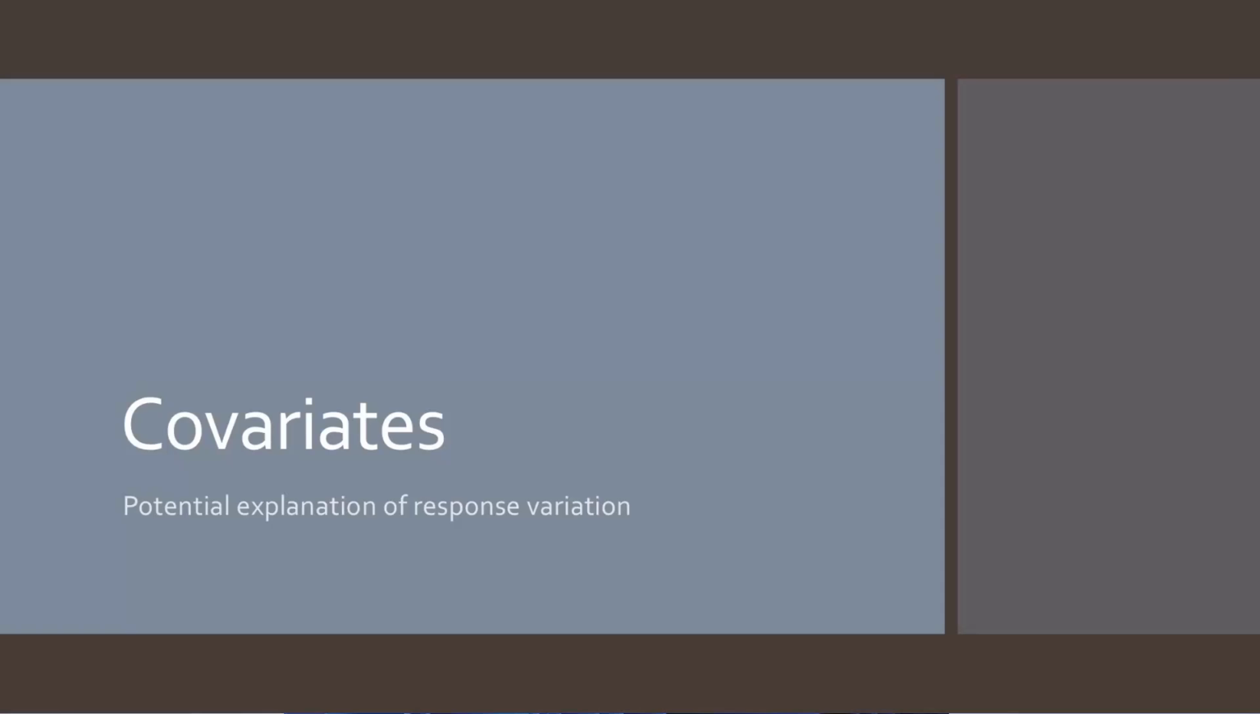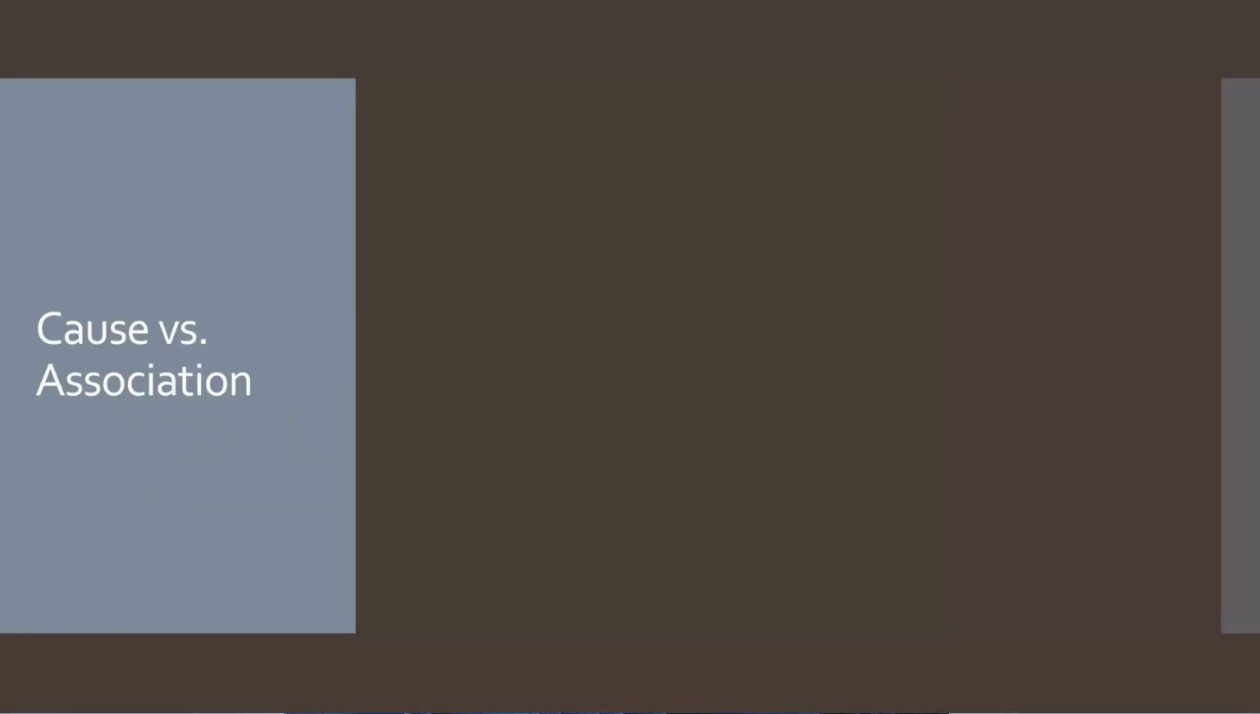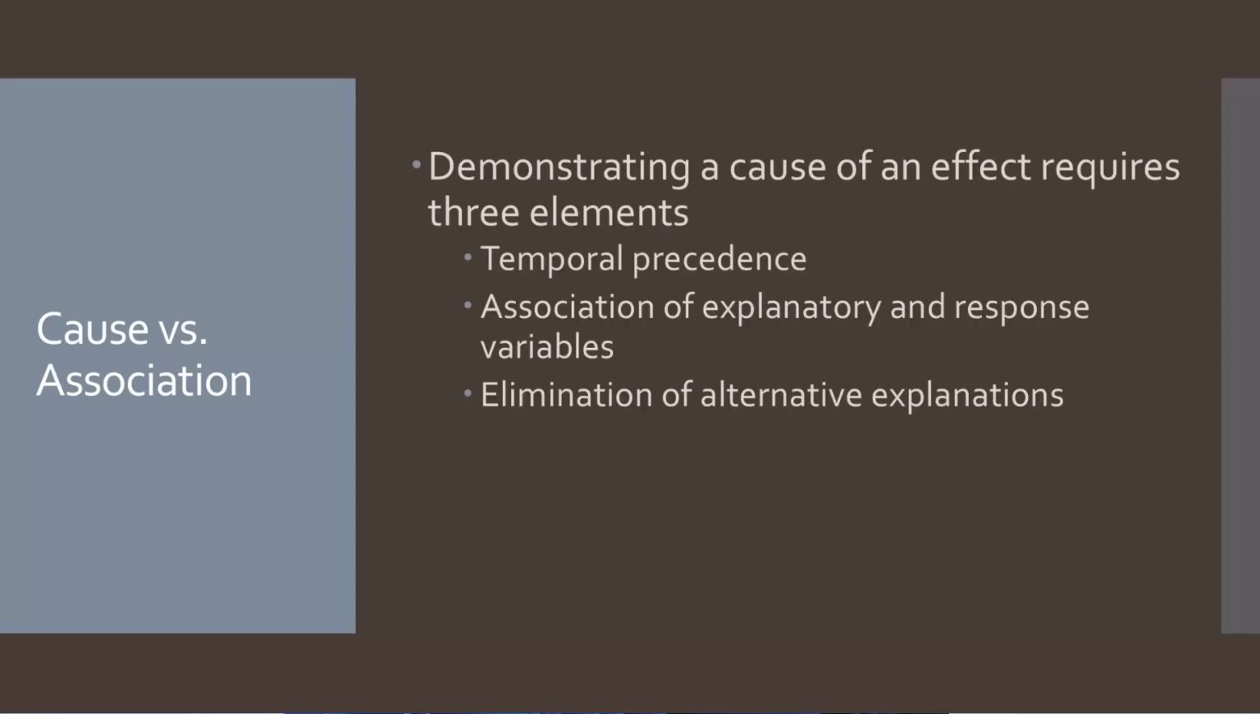When we are talking about science, we are talking about cause. And we want to know if one variable, when it changes, is causing a change in another variable. But we know that variables could be associated without one variable causing a change in another. The fact that two variables covary doesn't necessarily mean that one variable is causing change in the other variable.